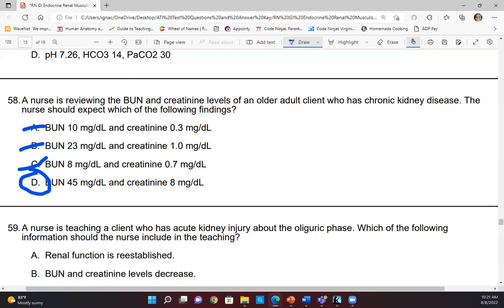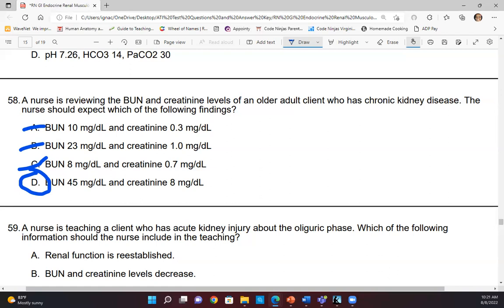So what's the takeaway from this? When you see that this patient is a chronic kidney disease patient, we know that their BUN is going to be very elevated. Their creatinine is going to be elevated as well. And I think my mom's creatinine was like a 6 point something.